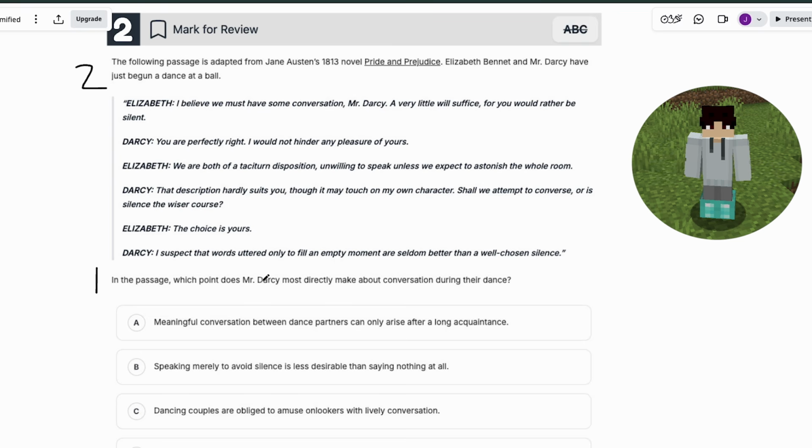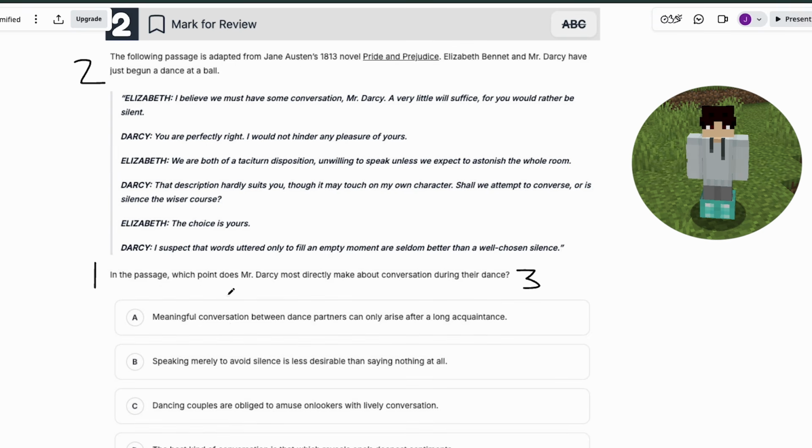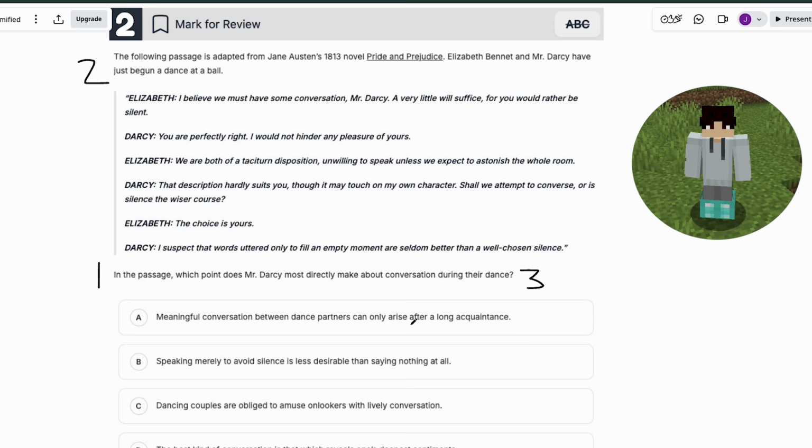So I predict that the thing we're trying to get at is that Mr. Darcy cares more about just silence during a dance than talking. He doesn't feel like you need to talk in order to make the dance good. A, meaningful conversation between dance partners can only arise after a long acquaintance. That's not really support at all. We have no idea how long these people have known each other, to be honest. So A cannot be right.